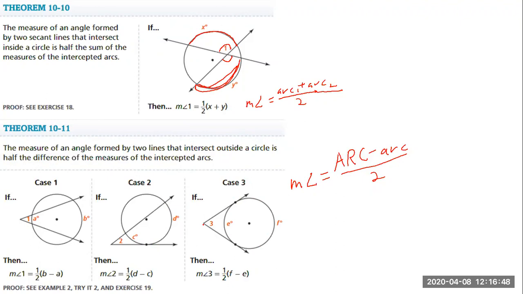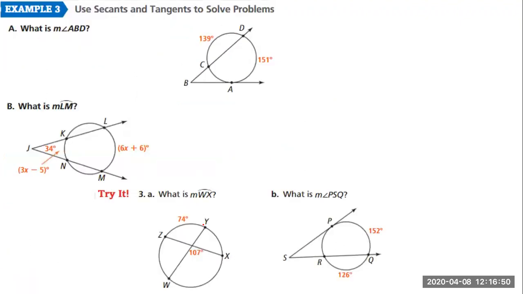All right, so let's look at a couple of examples for these. So now we have, what is the measure of angle ABD? Again, we're looking at this angle that's outside the circle. So for this angle right here, this is the bigger arc that's intercepting, and this is the smaller arc that's intercepting. Well, in this case, we don't know the little arc. So there's one step that we're going to have to do first.